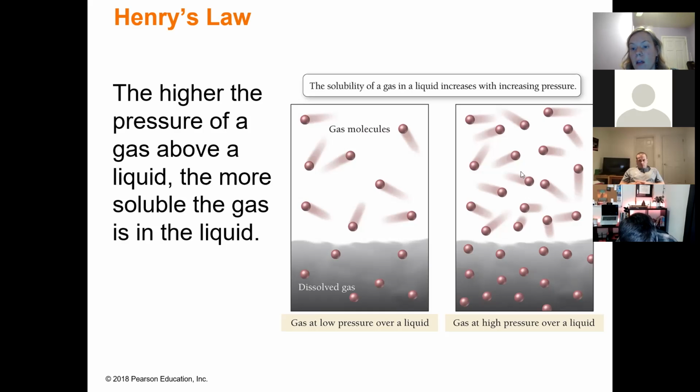So if I have, let's say on the right here, 2 ATM, and on the left, 1 ATM, 1 atmosphere, this one can hold more gas because it has twice the atmosphere sitting above it. This just allows the gas to sit in the liquid better.